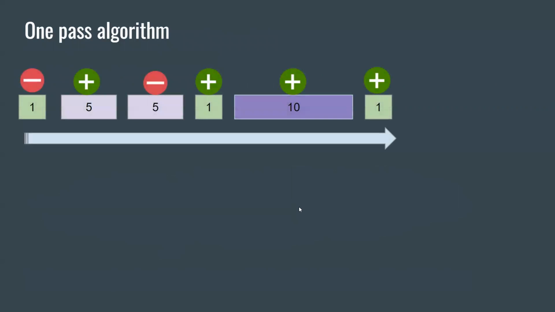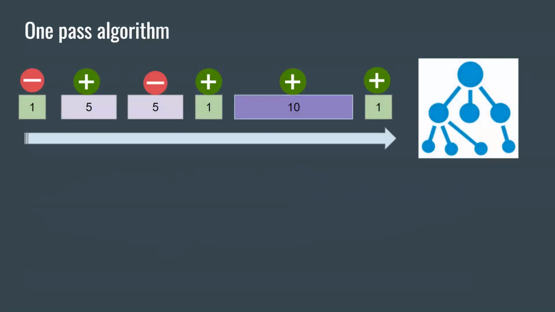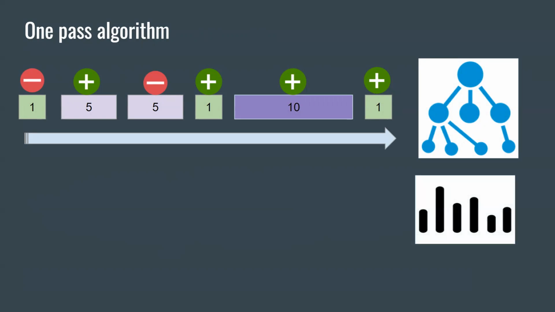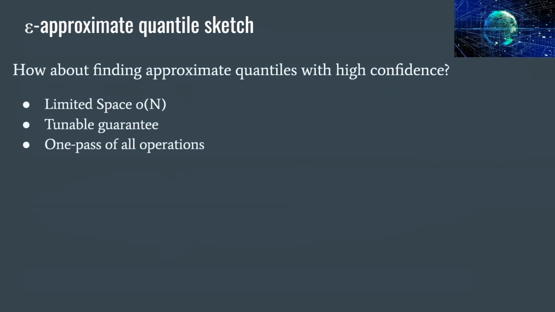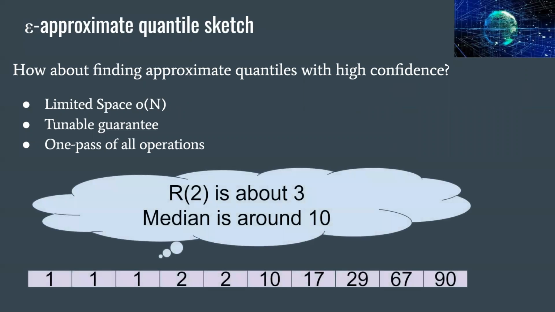Imagine we want to summarize a very large dataset that is being updated very frequently with inserts and deletes. We desire a one-pass algorithm that can process each item exactly once and output accurate statistical information. In 1980, Munro and Paterson showed that to compute the true median in one pass requires linear space. But how about approximation? With the requirements of using sublinear space, providing tunable guarantee and one pass of all operations, can we approximate the quantiles with high confidence? In this example, can we say rank of 2 is about 3? Median is approximately 10.